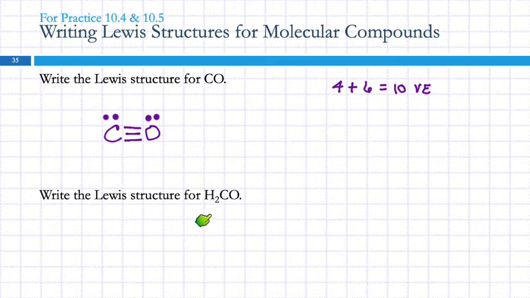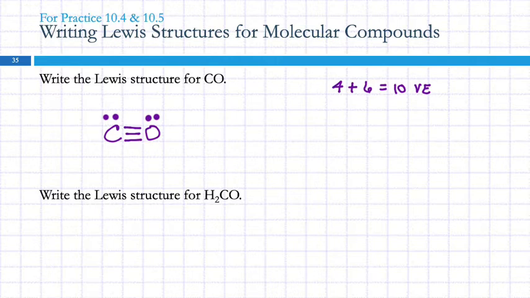So let's do H2CO. This one's a little more complicated. So we've got two hydrogens. We have a carbon and an oxygen. So it's a little hard to know, is one in the middle and the others are surrounding it?